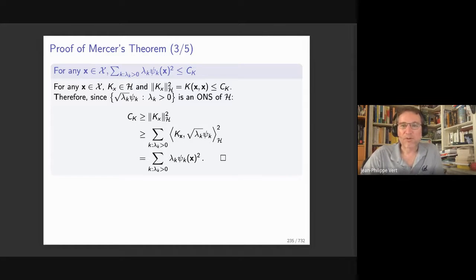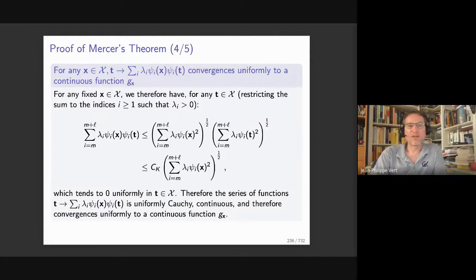All right, now we recognize here that we have a square root of lambda k that goes outside of the inner product, and because there is a square, you obtain lambda k. And then in the inner product, we have k_x inner product psi k. And because we're in the RKHS, this is equal to psi k of x, right? So we get psi k of x squared because we have a square in the bracket. And so this gives us what we wanted, namely that the sum over the indices with strictly positive eigenvalues of lambda k psi k of x squared is always upper bounded by C_K, a fixed number. So we're almost there.